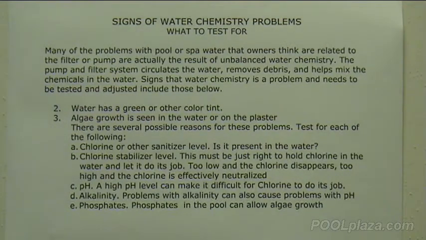Test also for phosphates. Phosphates are basically a food for algae, and if you have phosphates in the pool, you need to get rid of them as much as possible. Again, if you don't have a test kit that can test for phosphates, take a water sample to a local pool store.